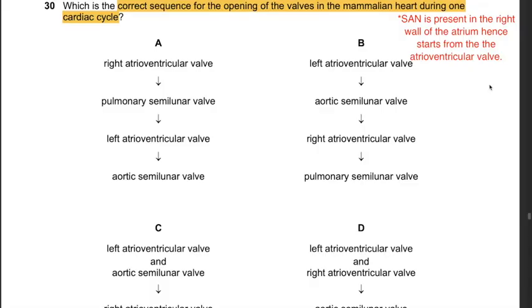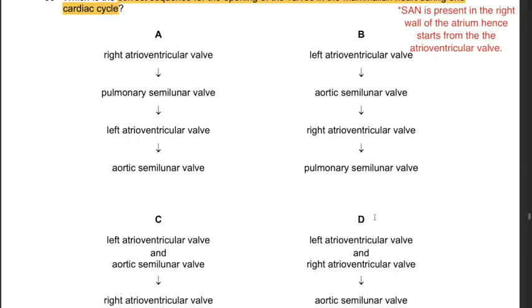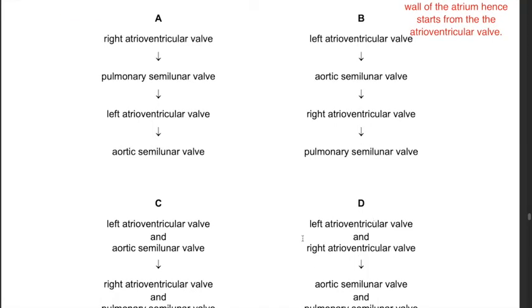Why is that? Because when the SAN that is present on the right wall of the atrium sends waves of excitation through the heart, both the left and right atrioventricular valves open at the same time, and that is only shown by sequence D. All the other sequences show the opening of the left and right atrioventricular valves at different timings. Hence, they all are incorrect, leaving us with the answer being D. Left atrioventricular valve and right atrioventricular valve open at the same time, followed by the aortic semilunar valve and pulmonary semilunar valve opening at the same time.